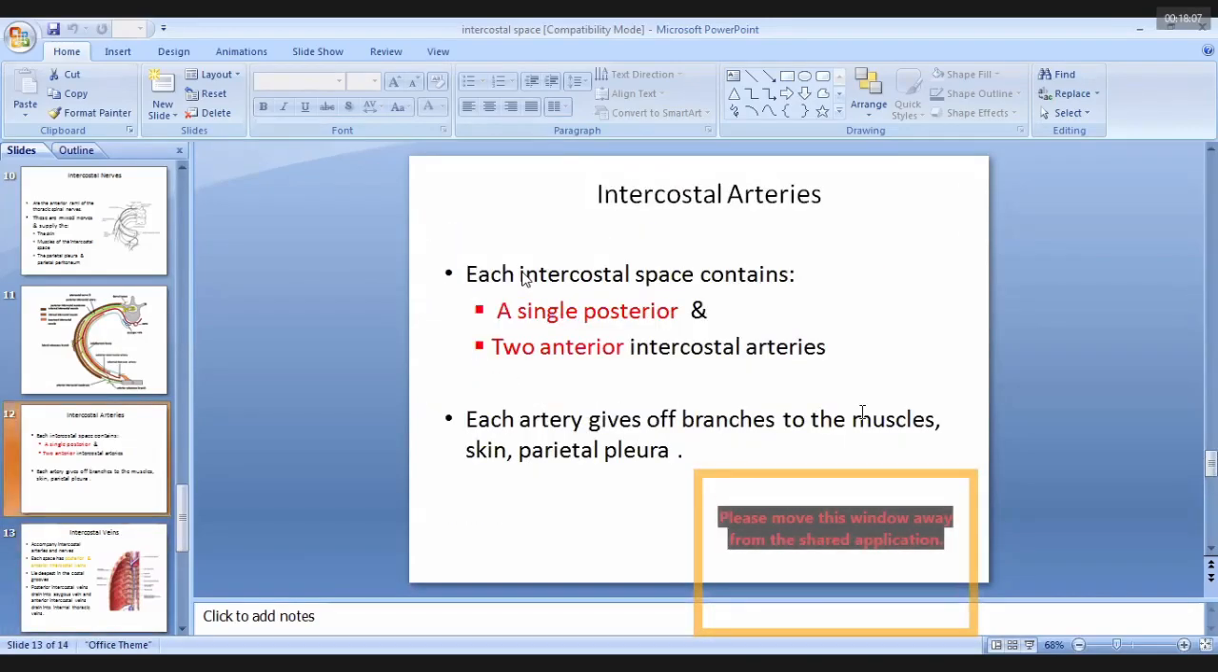The posterior intercostal arteries of the upper two spaces arise from the costocervical trunk, which is a branch of the subclavian artery, and for the lower 9 spaces they arise from the descending aorta. While the anterior intercostal arteries arise from the internal thoracic artery for the upper 6 spaces, and for the lower spaces they originate from the musculophrenic artery, which is a branch of the internal thoracic artery. Again, these points we will discuss with the neurovasculature of the thoracic wall.